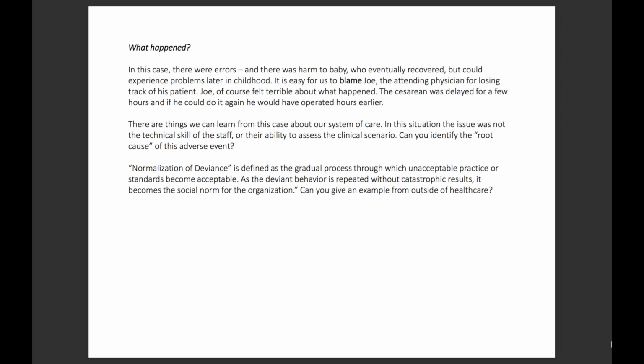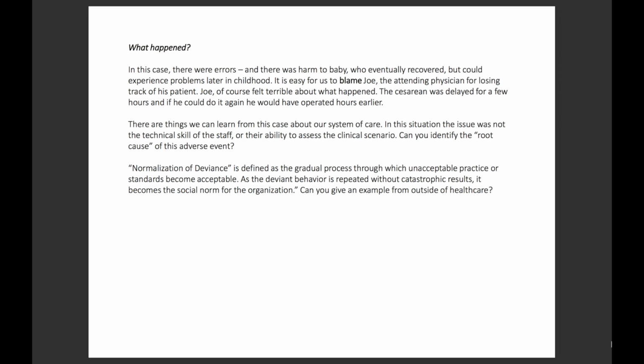So, what happened here? In this case, there were errors and harm reached the baby, who eventually recovered, but could experience problems later in childhood. And it's easy for us to blame Joe, the attending physician, for losing track of his patient. Joe, of course, felt terrible about what happened. The C-section was delayed for a few hours, and if he could have done it again, he said he would have operated hours earlier.